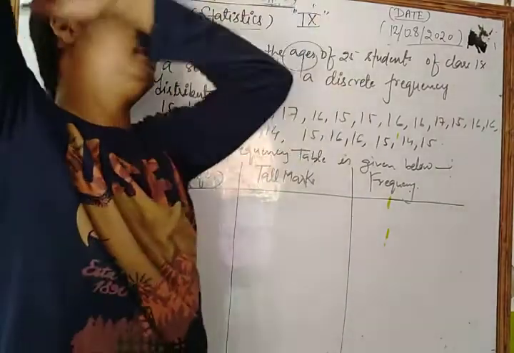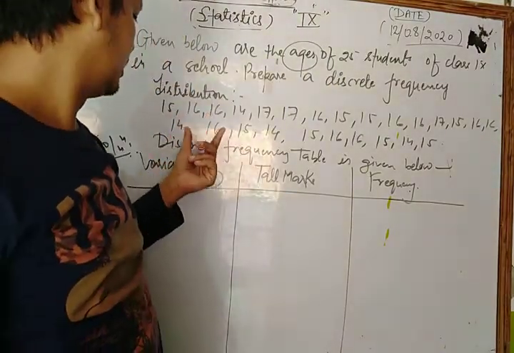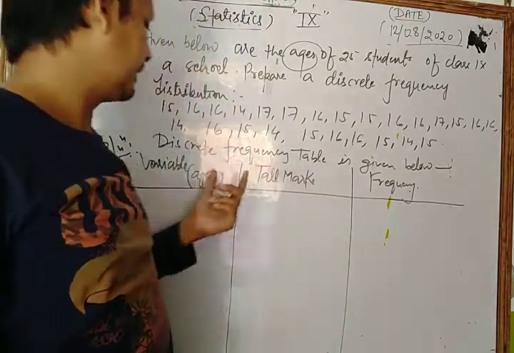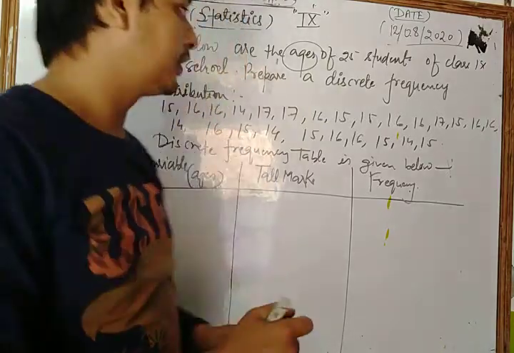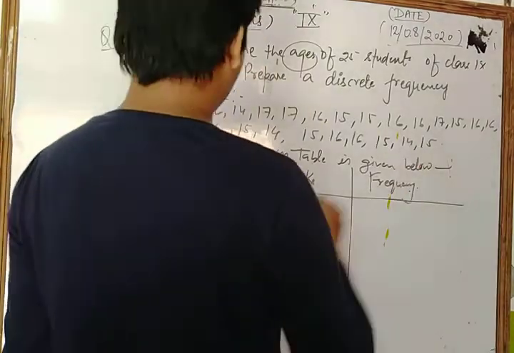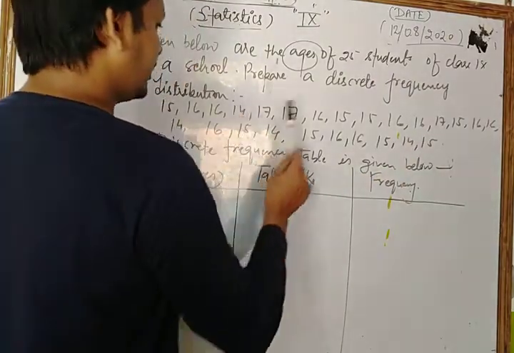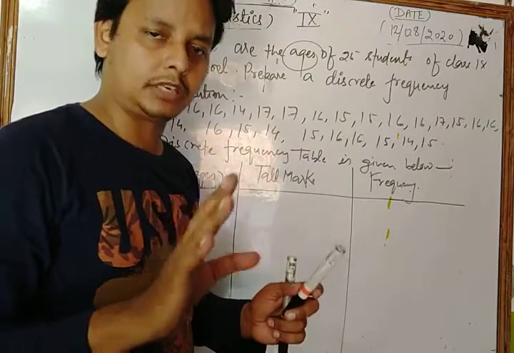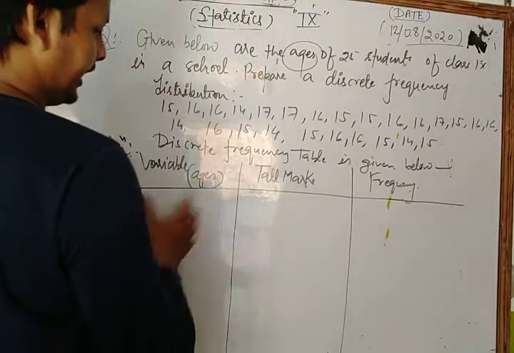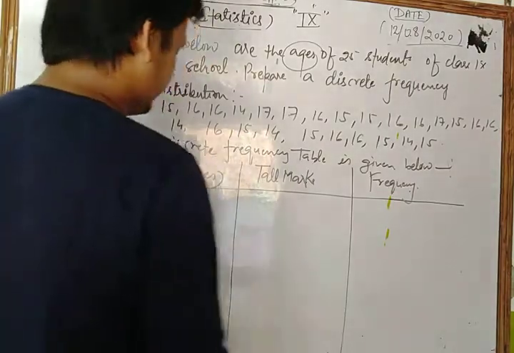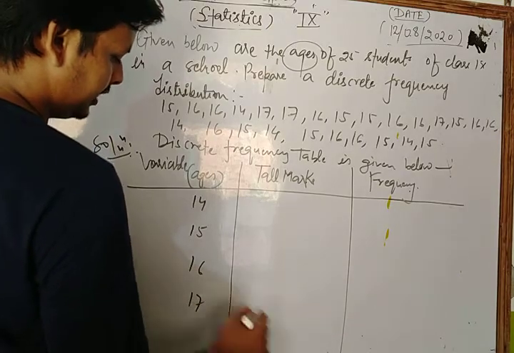Now here, dear students, let's see. First of all, we write the variable, that is the ages of the given students, in ascending order. So what is the sequence of the ages of the 25 students? First 14, 15, 16 and 17. These are four types of ages of students. So in the first column we arrange the ages in ascending order: 14, 15, 16 and finally 17.